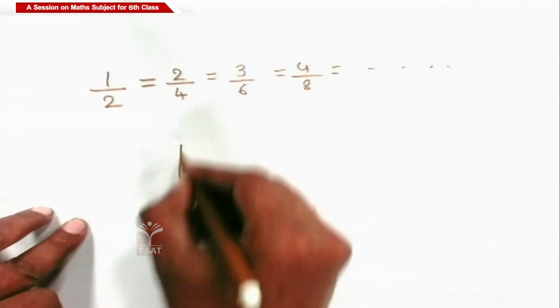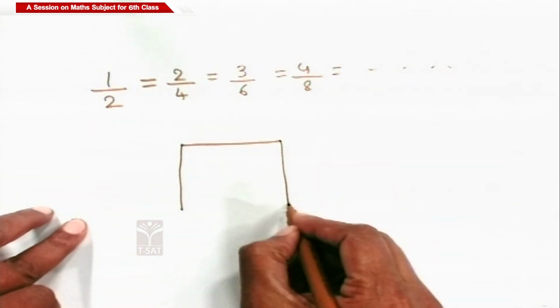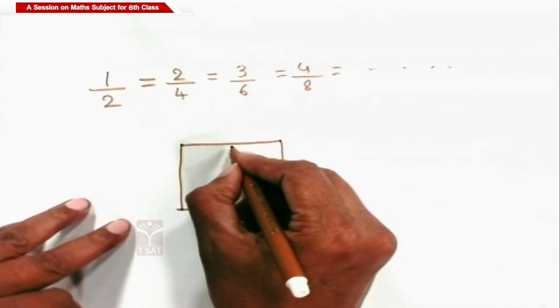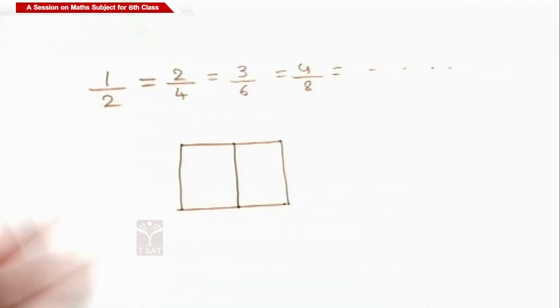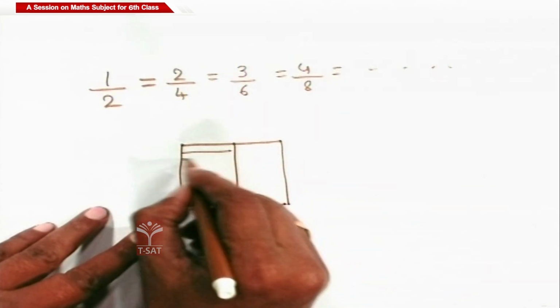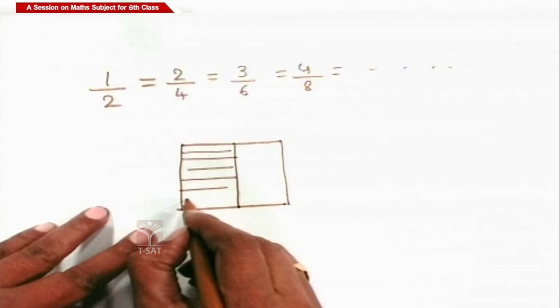You can draw one big square. Let me write the square. If you cut it into 2 equal parts, that means each part is 1 by 2. Shade one part. Now this is obviously 1 by 2.